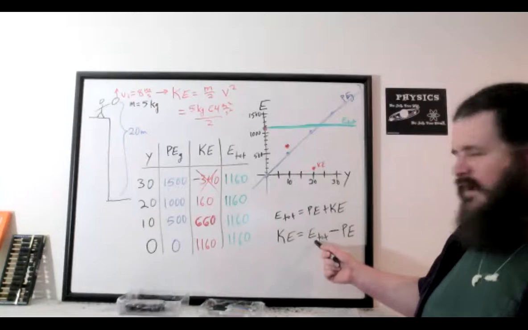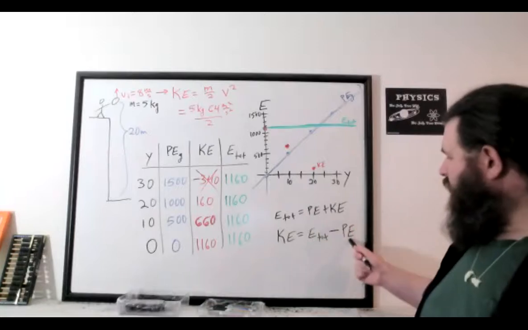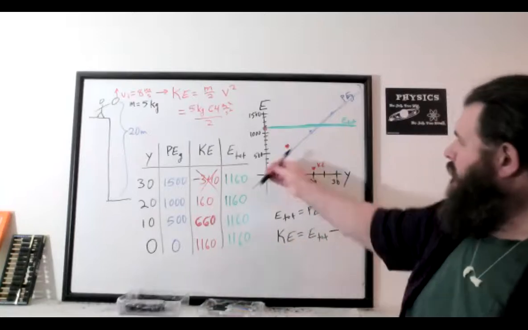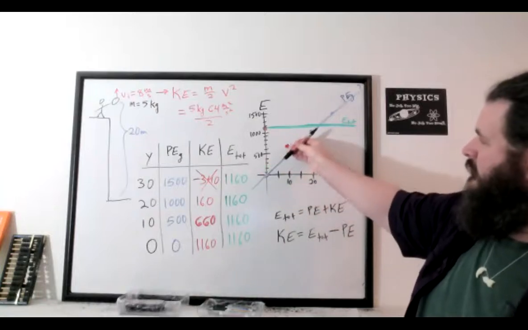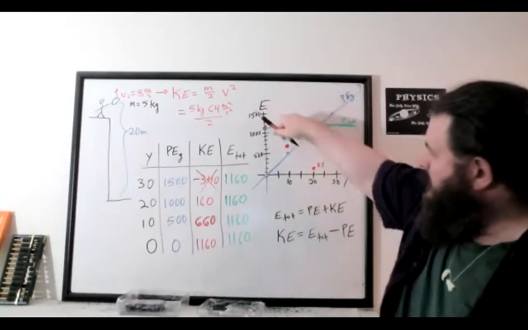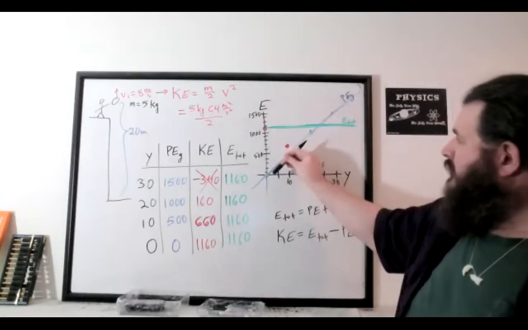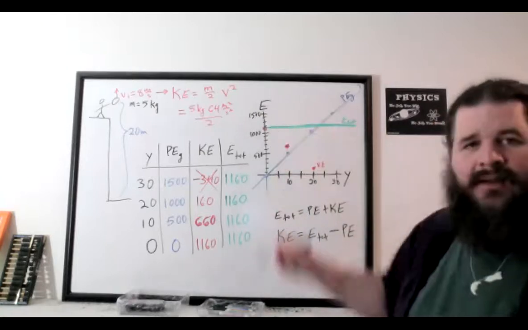And since total energy is constant, that means any change in potential energy is matched by the exact opposite change in kinetic energy. Potential energy increasing at a constant rate means kinetic energy decreasing at the same constant rate. So whatever the slope of potential energy is, kinetic energy is going to have the exact opposite slope.